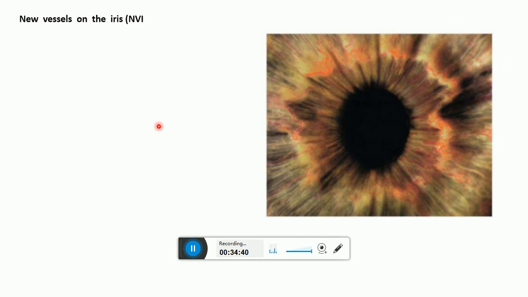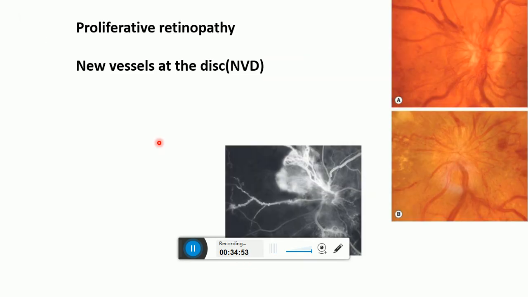New vessels on the iris, also known as rubeosis iridis, carry a high likelihood of progression to neovascular glaucoma. The FA highlights neovascularization during the early phases of the angiogram and shows irregular expanding hyperfluorescence during the later stages due to intense leakage of the dye from the neovascular tissue.